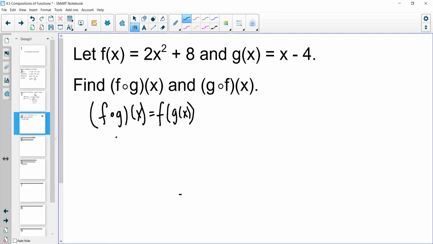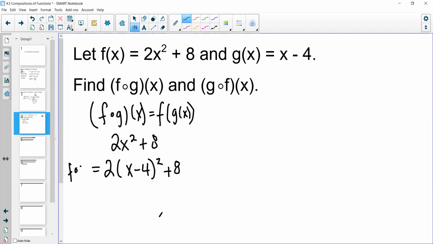So if f of x is 2x squared plus 8, then f of g of x would be 2 times (x minus 4) squared plus 8. Now again, we can multiply this out if we would like to, or we can just leave it right here, but this is what that f of g of x would be. Now what about our g of f of x?